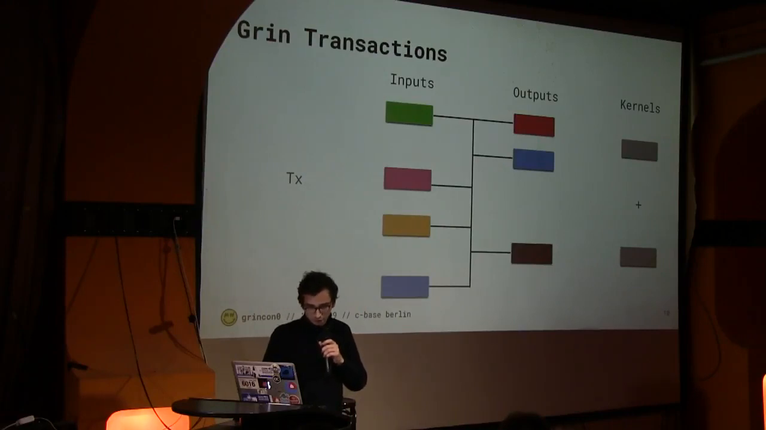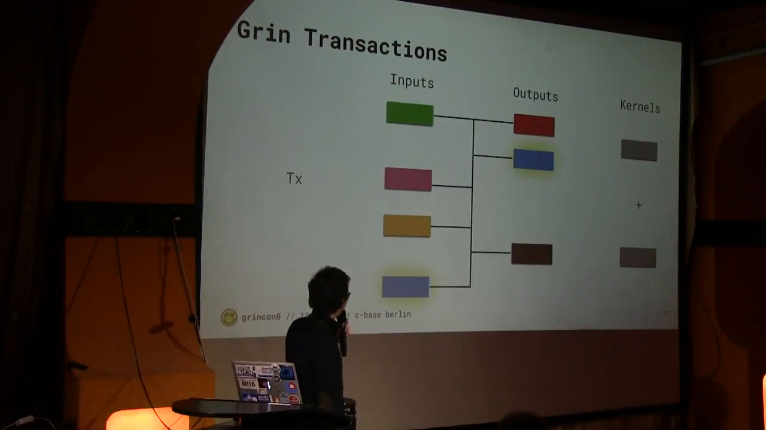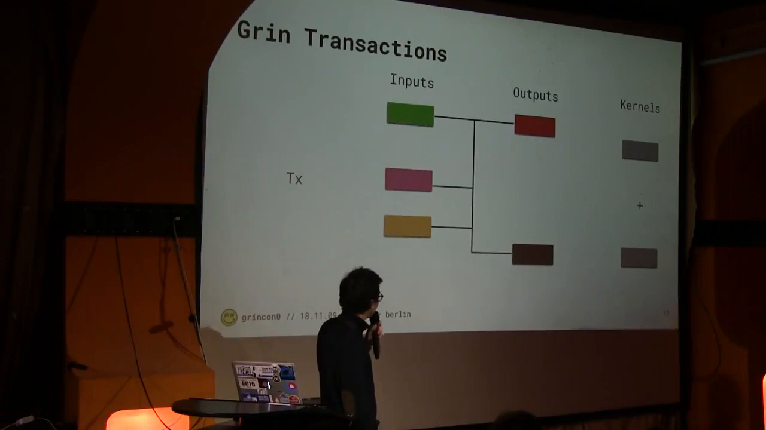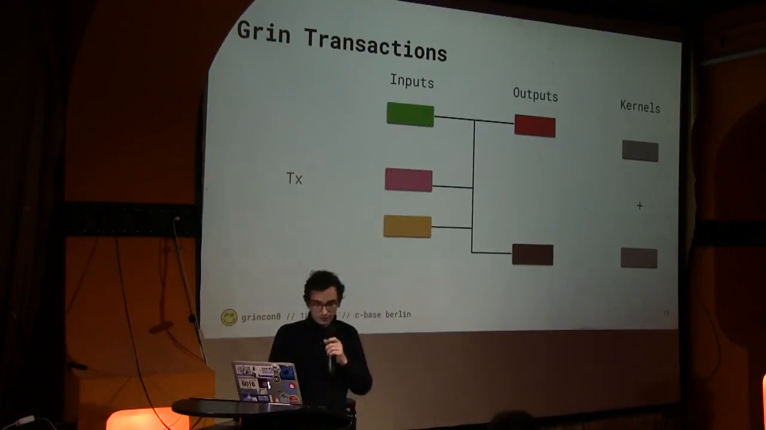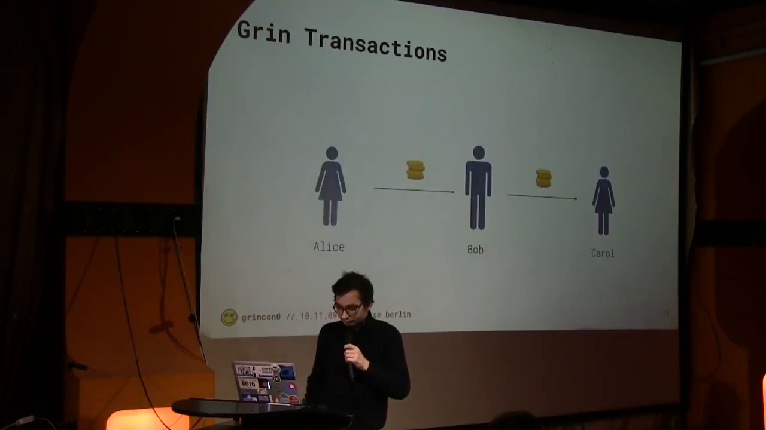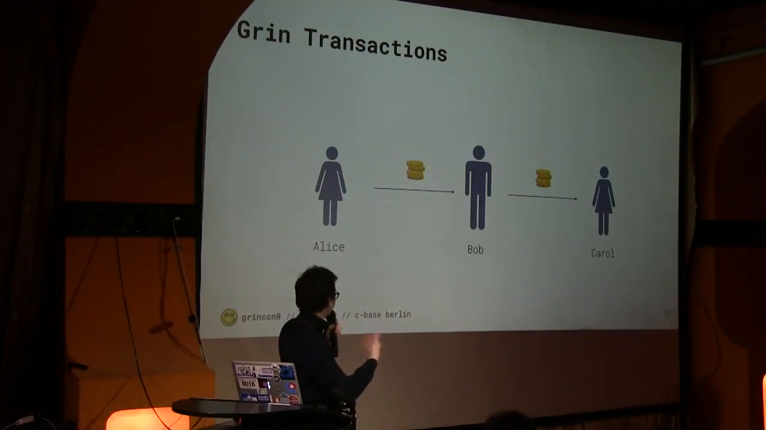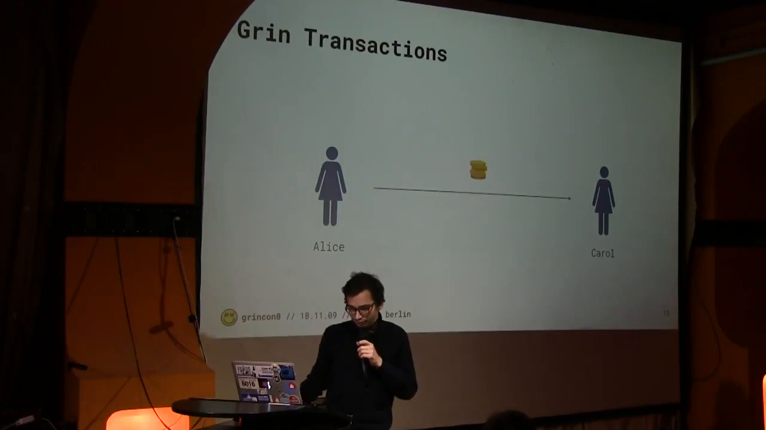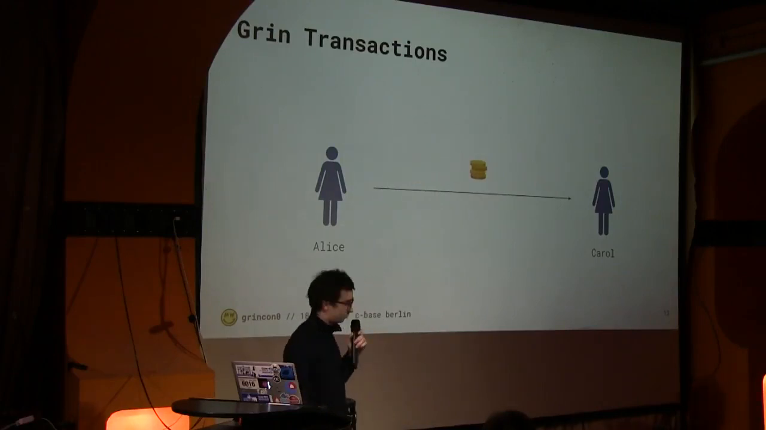And you can do something more. You can do what we call cut-through. Basically, you remove the spent outputs, and when you remove them, you remove them from both sides of the equation. So this kind of transaction is still valid, and it gives you some perks. Mainly, if Alice sends Grins to Bob and Bob sends Grins to Carol, you are able to remove the intermediaries.